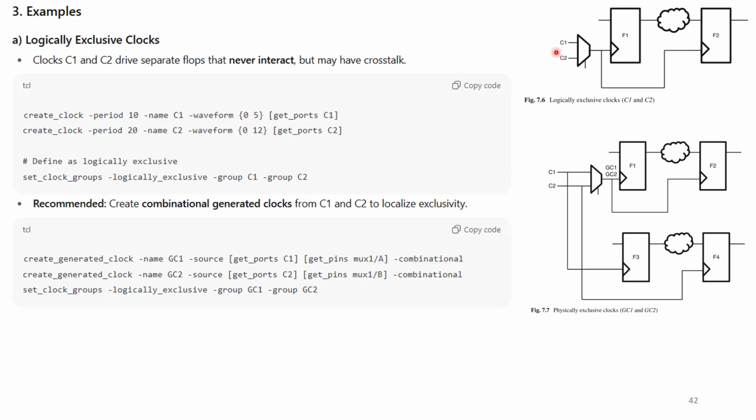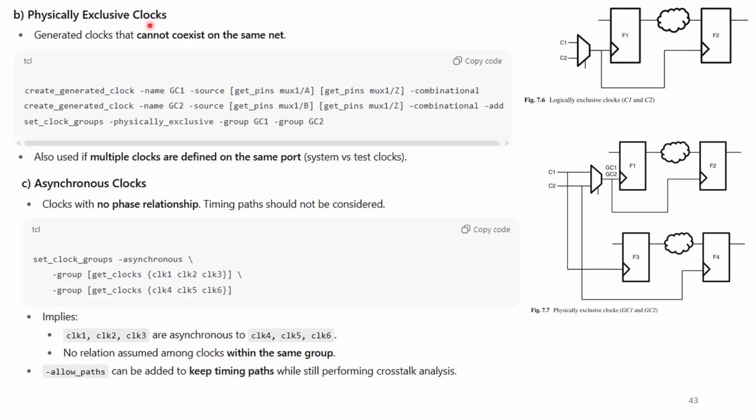Now we have to tell that C1 and C2 are logically exclusive. So set_clock_groups -logically_exclusive -group C1 -group C2 means this group C1 and C2 are logically exclusive. Now coming to physically exclusive clocks.